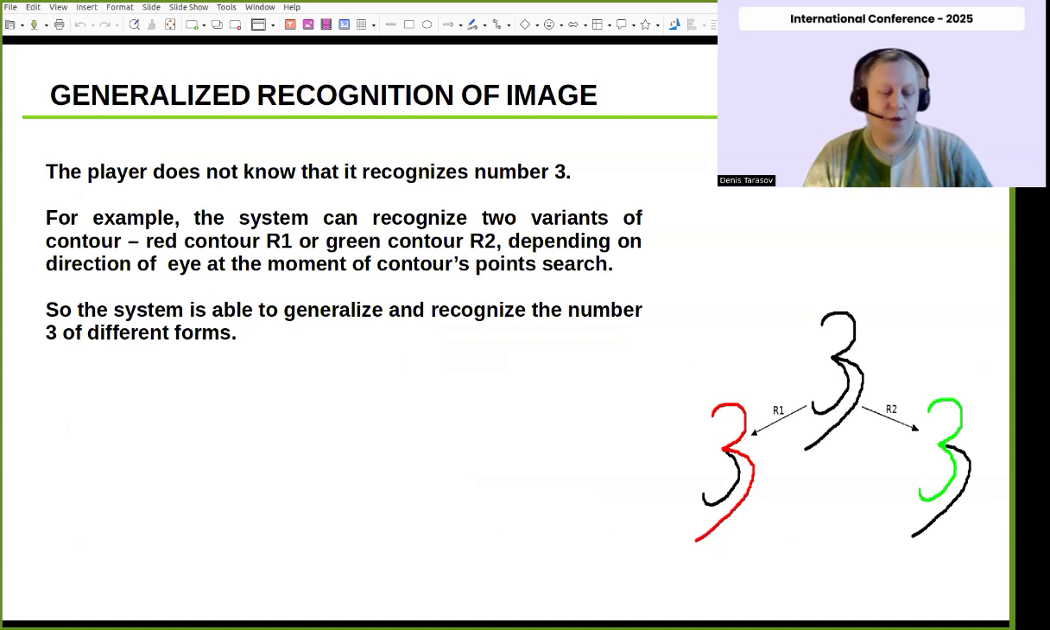Generalized recognition of an image. The player does not know that it recognizes number 3. For example, the system can recognize two variants of contour, red contour 1 and green contour 2, depending on the direction of the eye at the moment of the contour's point search. So the system is able to generalize and recognize the number 3 of different forms.